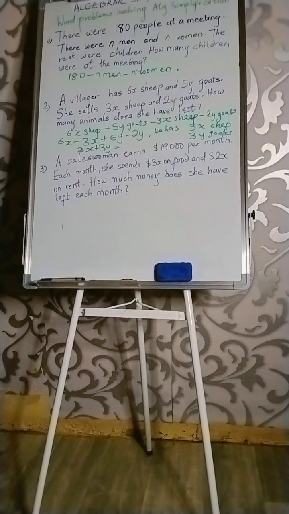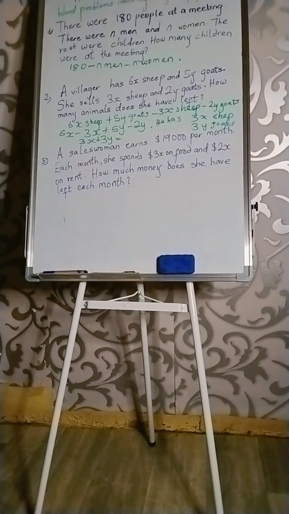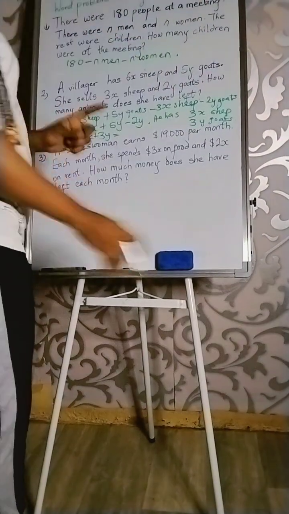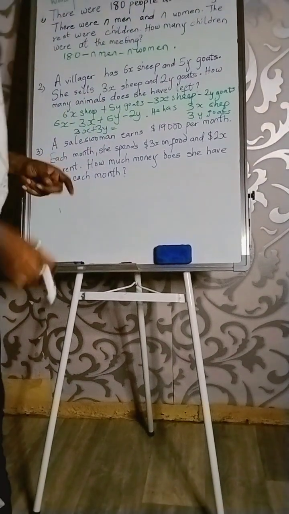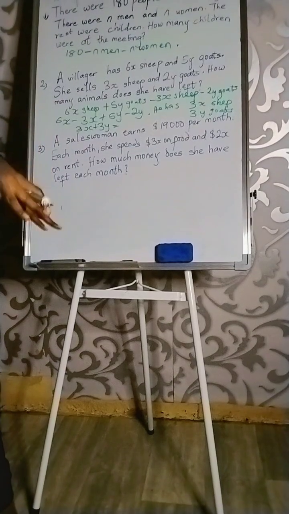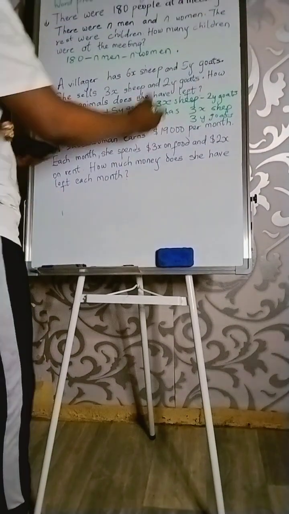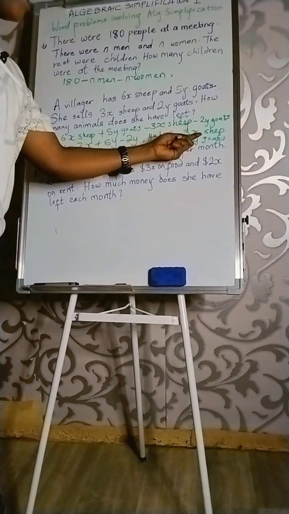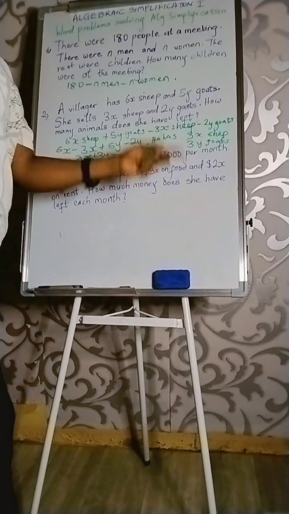I hope you understood this. Very simple. What you have is positive. What you gave, you removed. We are not talking about the money that he gained. It's just how many are remaining. What we gave out is subtraction. So what is remaining now is 3x sheep and 3y goats.